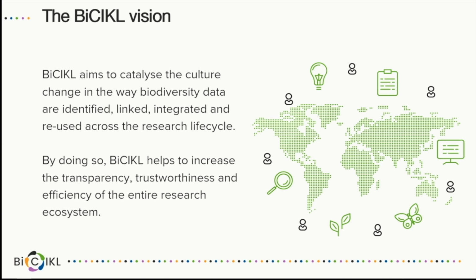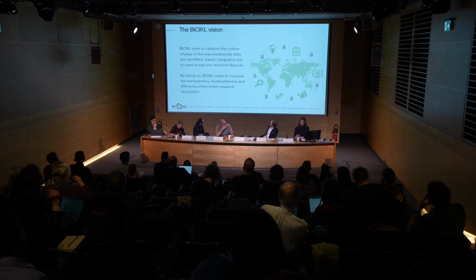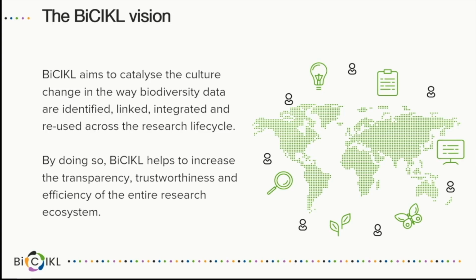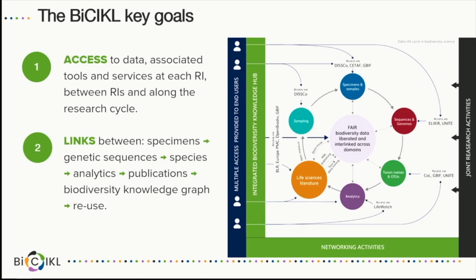The key element of the BiCIKL vision is the cultural change in how we deal with biodiversity and how we link these 3 domains together. We expect that BiCIKL will impact other scientific areas by demonstrating a novel, efficient, and open science approach to the management and use of transparent, reliable, FAIR data. And we also wanted to stress the goals of BiCIKL. First, it's about access to data: new tools, workflows, policies, and training material between the research infrastructures. And then secondly, when we have access to this data, it's about linking between data, starting from the collected specimen, then sequencing them, assigning taxon names, analytical methods, and publication at the end.